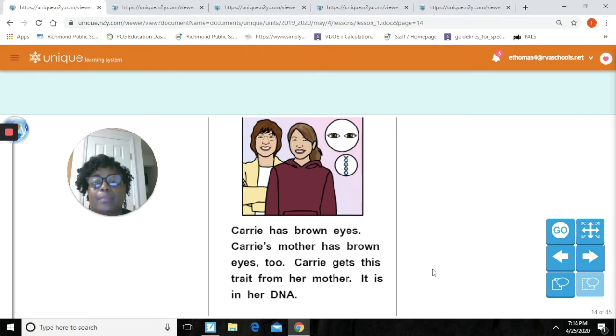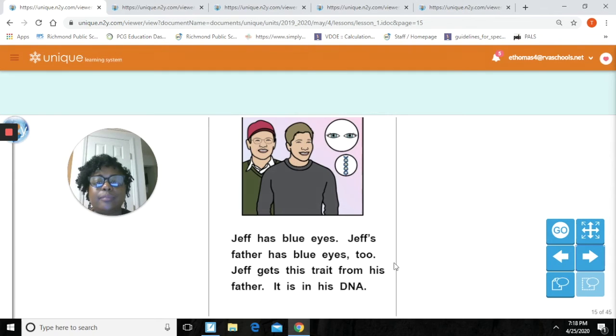Now, Carrie has brown eyes. Carrie's mother has brown eyes too. Carrie gets this trait from her mother. It is in her DNA. Jeff has blue eyes. Jeff's father has blue eyes too. Jeff gets this trait from his father. It is in his DNA.